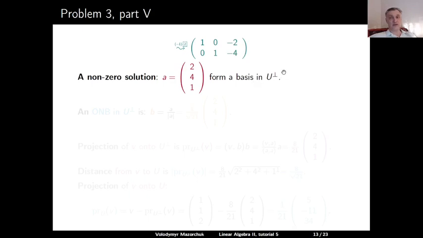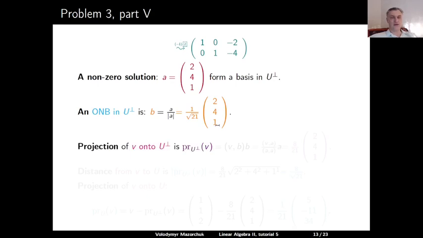And since the dimension of the orthogonal complement of u is at most 1, and this vector belongs to this orthogonal complement, it must form a basis there. And then we can norm this vector to get an orthonormal basis in the orthogonal complement to u. So the vector b is equal to a divided by its length, and the length of this vector is the square root of 2 squared plus 4 squared plus 1 squared. So b is 1 divided by the square root of 21 times 2, 4, 1.